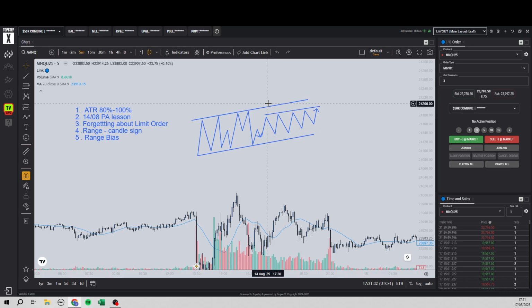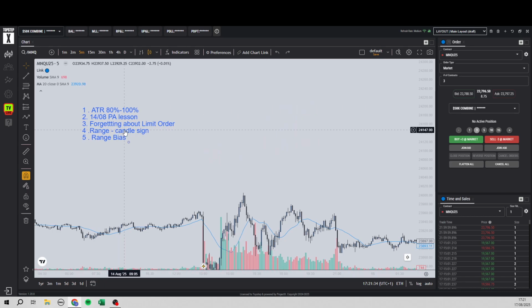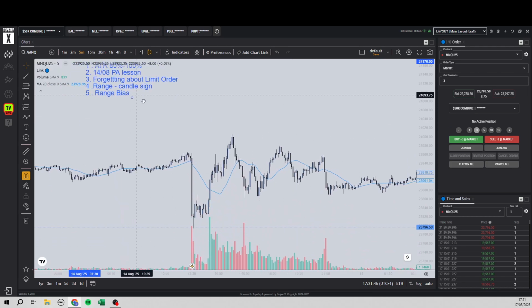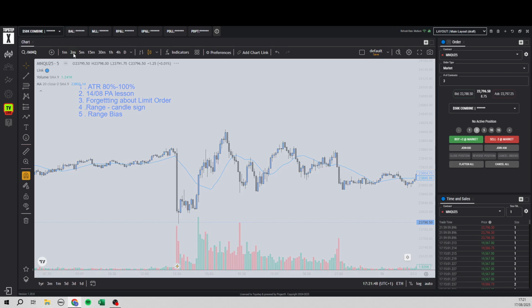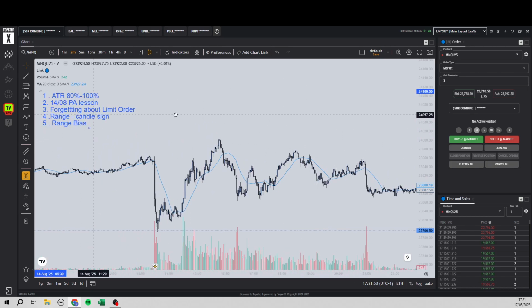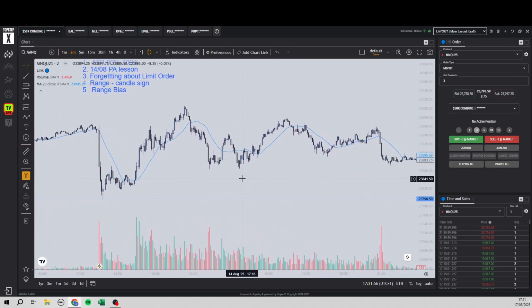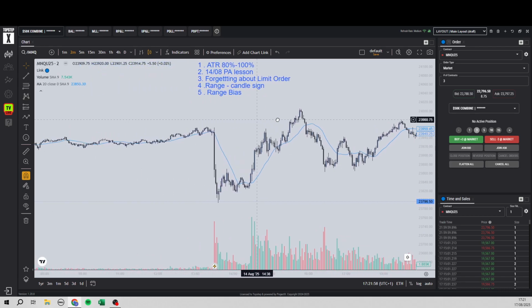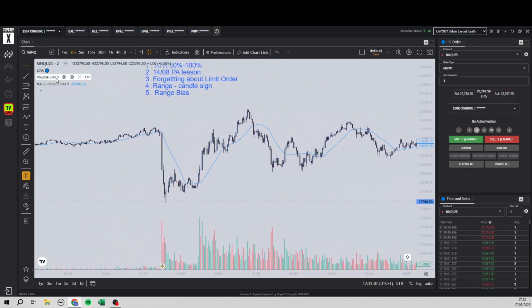Now our next point is range candle design. This is something that I learned on Monday. Actually, you know what? It's best if we use the actual chart, I think. Yeah, let's use this one. So let's look at the 2 minutes. Just go back here. There we go. Say we are here. Let's say we're here. So let's say in this range, it's more of a wedge, of course.